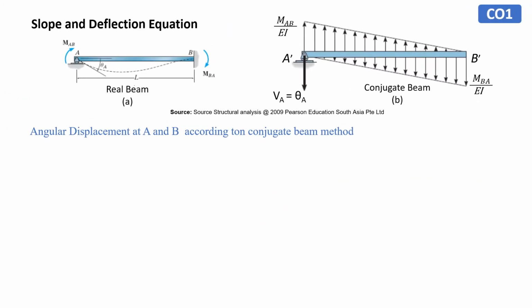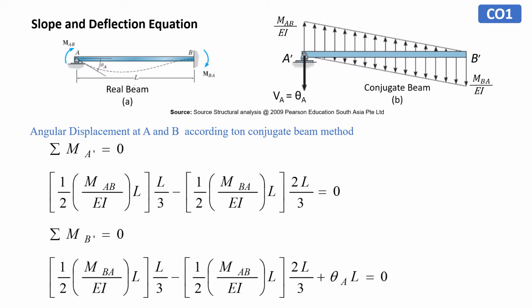Slope deflection equation. We can apply the conjugate beam method for the real beam. Let us consider a real beam and it is loaded by the conjugate beam. The beam is loaded with the M upon EI diagram. Then we know that theta A is equal to the shear V A, the angular displacement at A and B, according to the conjugate beam method. Let us first apply the equilibrium equation at A.